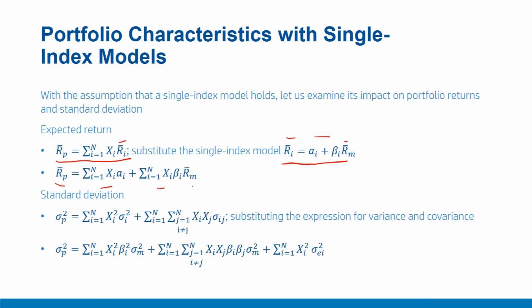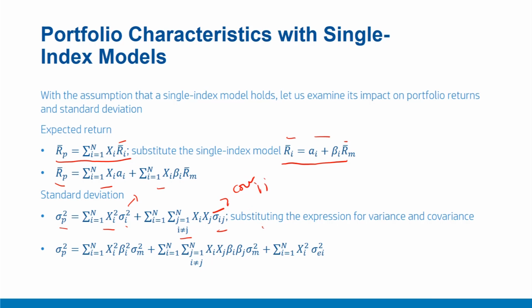Substituting for this expression, the portfolio return expression becomes Rp bar equal to summation xi alpha i plus summation xi beta i Rm bar. Also, the variance of the portfolio can be written as summation xi square sigma i square, i equal to 1 to n, plus summation over i and j of xi xj sigma ij, i not equal to j, where sigma ij is the covariance term and sigma i square is the variance of security i. Sigma ij is the covariance between security i and j.